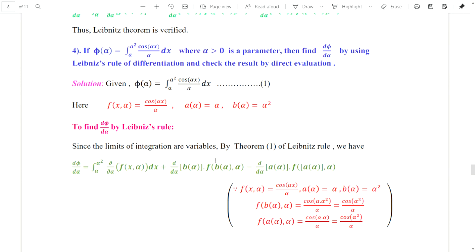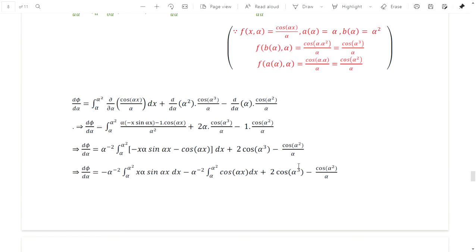Since the limits of integration are variables, by theorem 1 of Leibniz rule, here alpha and alpha squared are variable limits. So the Leibniz rule will become d phi by d alpha is equal to integral of alpha to alpha squared dou by dou alpha of f of x comma alpha into dx, plus d by d alpha of the upper limit into f of b of alpha comma alpha, minus d by d alpha of the lower limit into f of lower limit comma alpha. This is the Leibniz formula. So in this formula, I am going to substitute the values now.